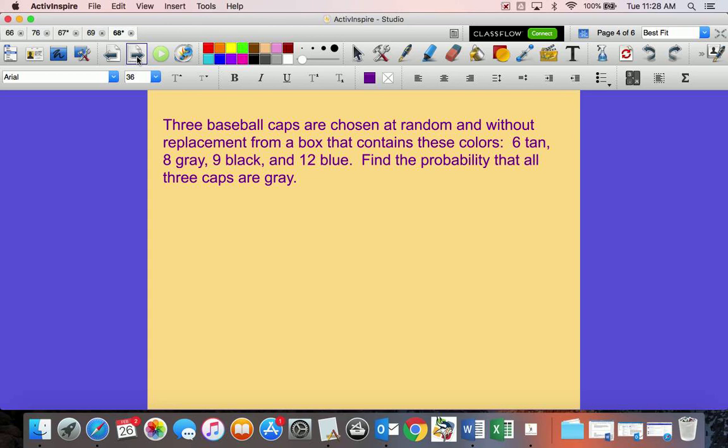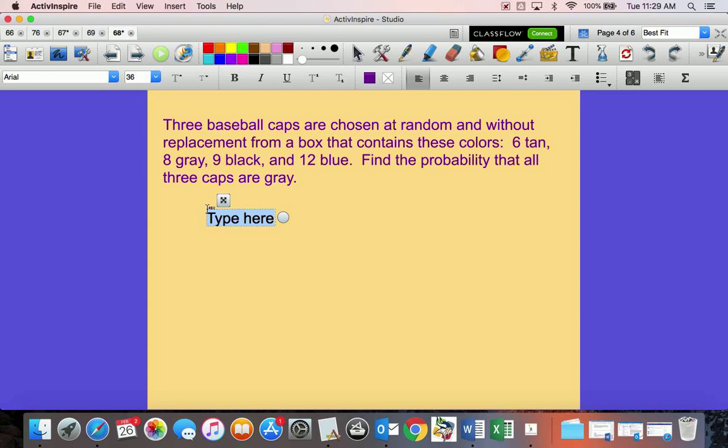Next one, 3 baseball caps are chosen at random and without replacement. So we're keeping them out from a box that contains these 3 colors, 6 tan, 8 gray, 9 black, and 12 blue. Find the probability that all 3 caps are gray. All right, so we got to figure out what the total is. So we're going to add those together. 14 plus 9 is 23, plus 12 is 35.